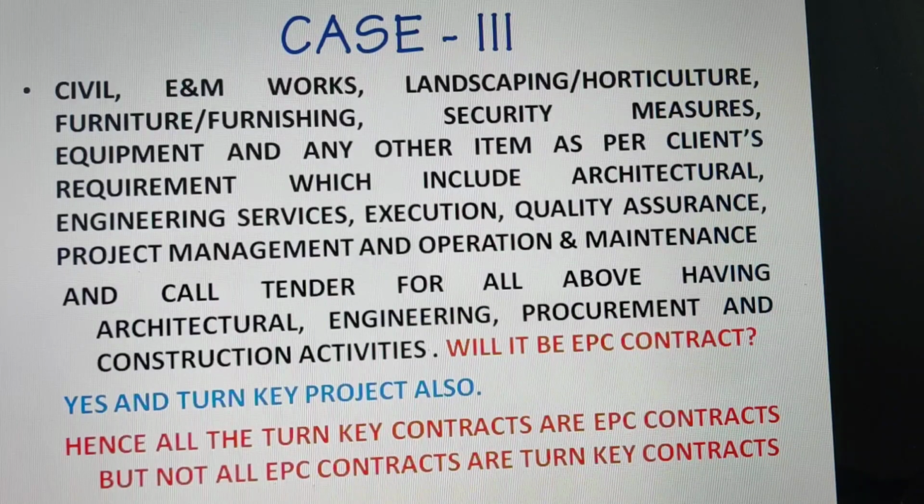Let us see in case 3. Civil, E&M works, landscaping and horticulture, furniture, furnishing, everything is included in the contract, along with architectural, engineering services, execution, quality assurance, etc. Hence all the turnkey contracts are EPC contracts, but not all EPC contracts are turnkey contracts, because in this one all the services and all the scope of the work has been included. So this is totally an EPC or turnkey project.